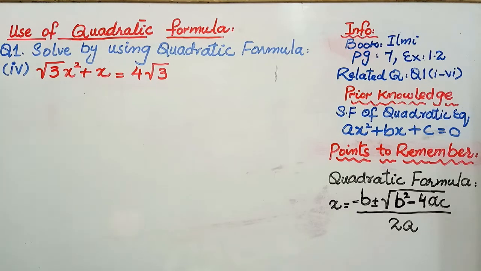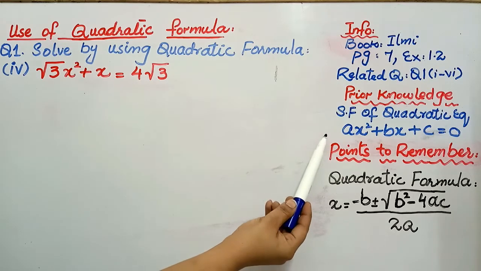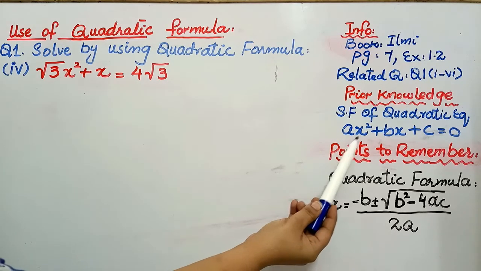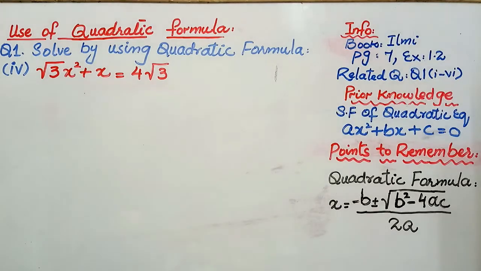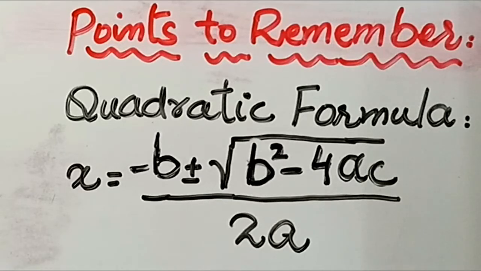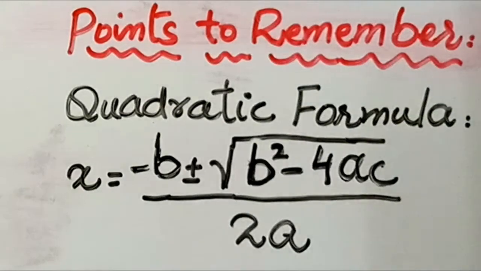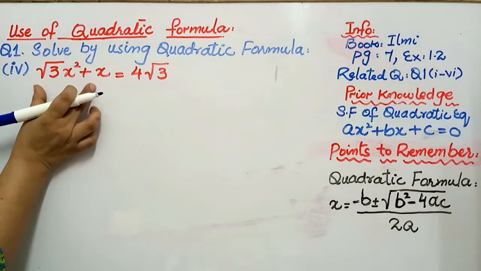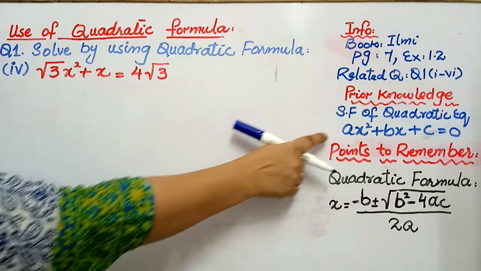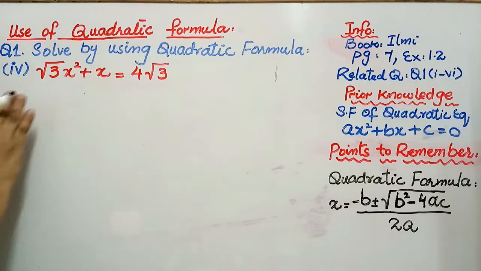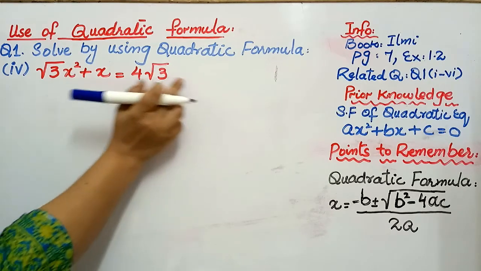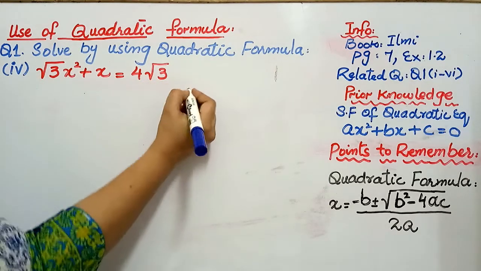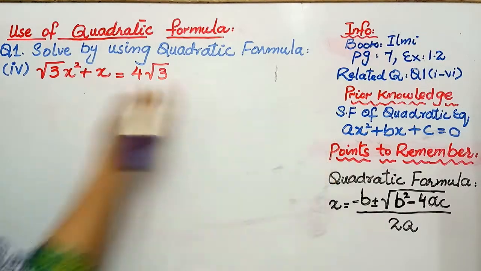Before starting the lecture, we should know that the standard form of the quadratic equation is ax square plus bx plus c is equal to 0. And we need to remember the quadratic formula, that is x is equal to minus b plus minus under root b square minus 4ac by 2a. First of all, we are going to convert this equation into the standard form of the quadratic equation, like ax square plus bx plus c is equal to 0.